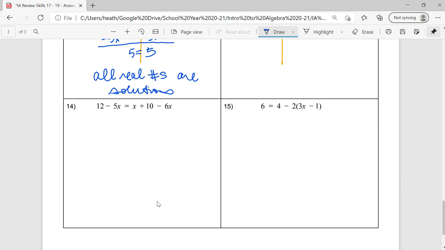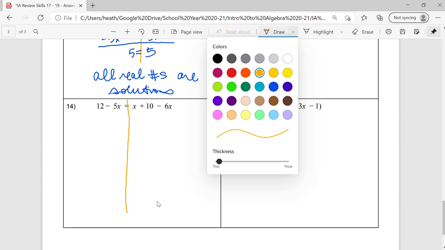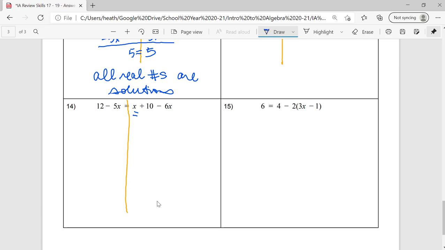Now, let's just look at number 14 here. And suppose we have our nice line to keep us organized. Now, on the right side, I do have two like terms, this x and the negative 6x. So maybe I'll combine those first. If I do 12 minus 5x equals x minus 6x, that's going to give me a negative 5x. So maybe I'll collect all the x's on one side. I'll try and add 5x to both sides.